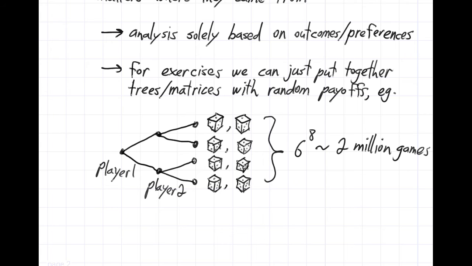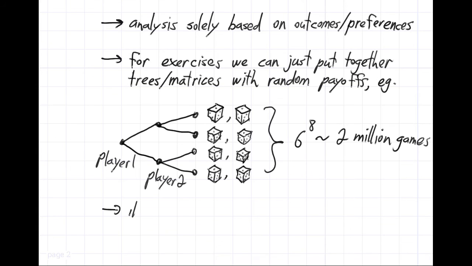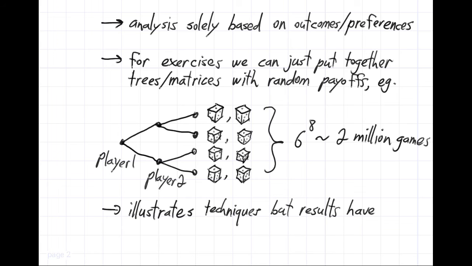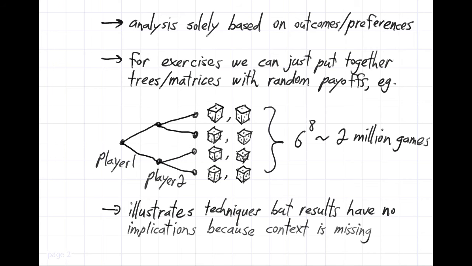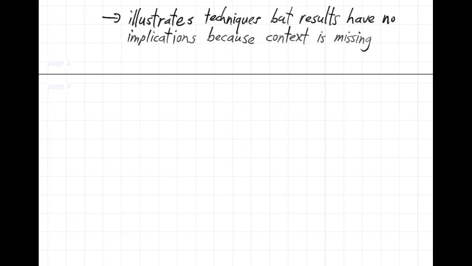Not that that really matters, but it's just a demonstration that when we're working with the trees or with our matrices, we can just plug in arbitrary numbers just to make points. And that will let us illustrate the techniques. But keep in mind that the results really have no meaning or broader implications because the context is missing. And that gets at a point that I want to make.